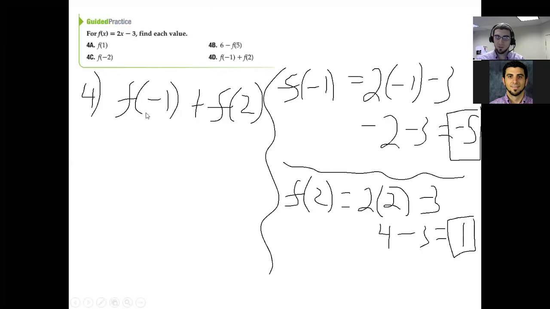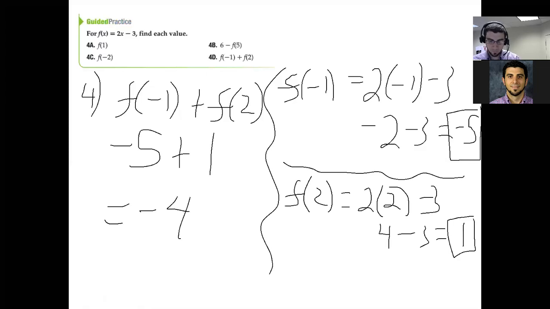So I found the value of f of negative 1, that's negative 5, plus the value of f of 2, which is 1, and then add those together. So you get negative 4. Okay? All right.